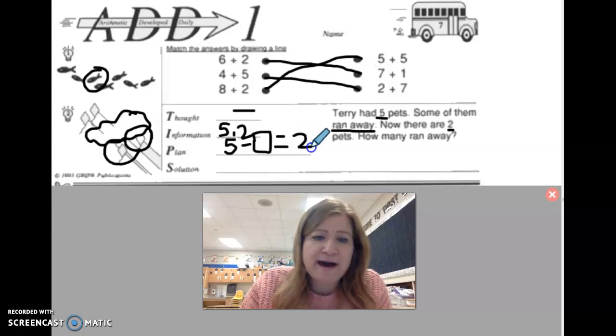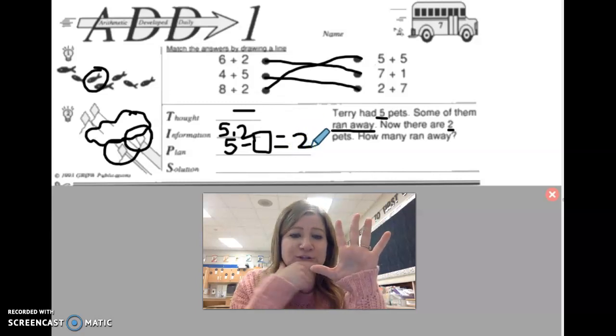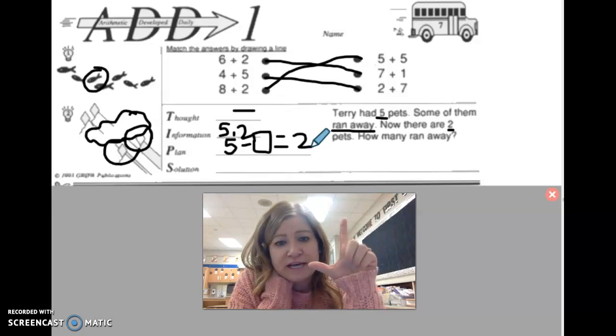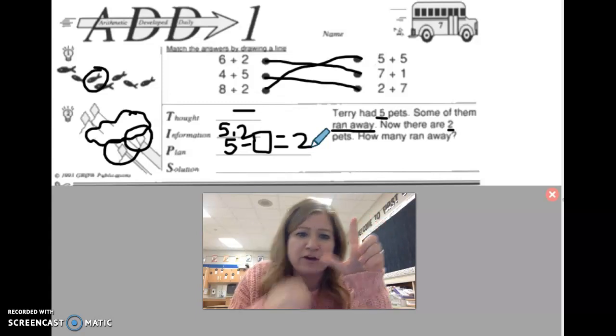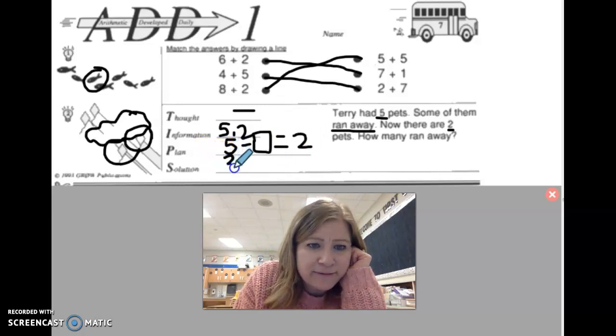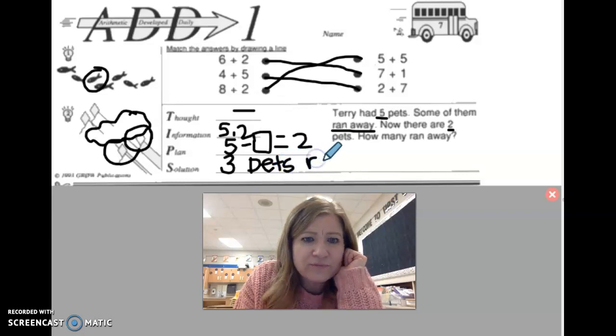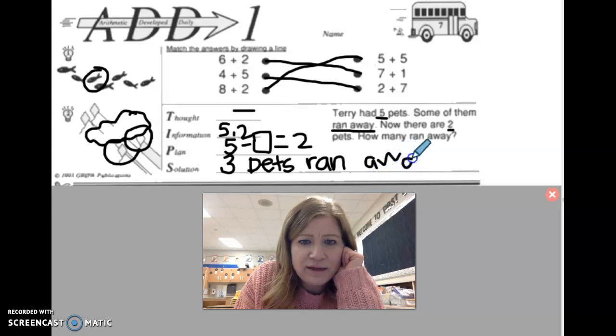So if you have 5, how many fingers do you need to put down in order to just have 2 left? So let's see. In order to just have 2 left, I put down 1, 2, 3 fingers. So we could say 3 pets ran away. R-A-N A-W-A-Y. And then period at the end.